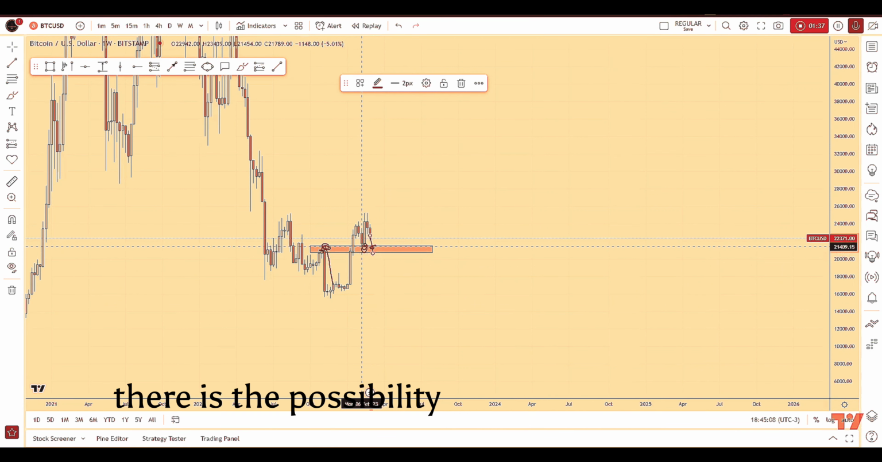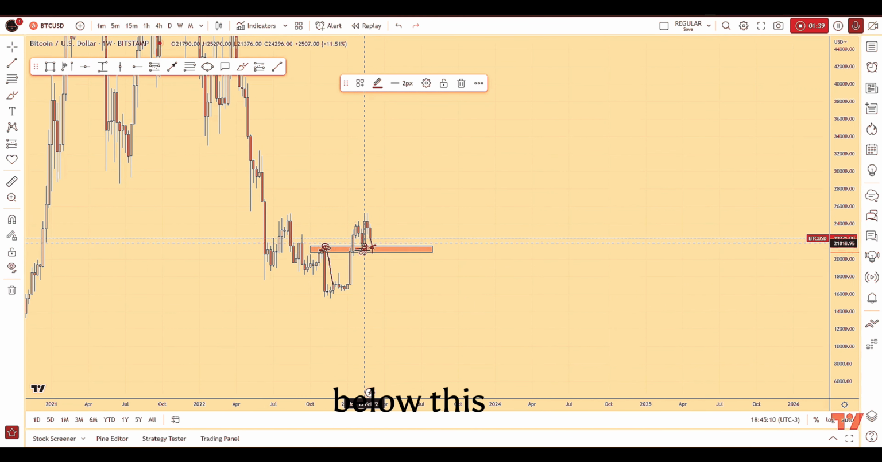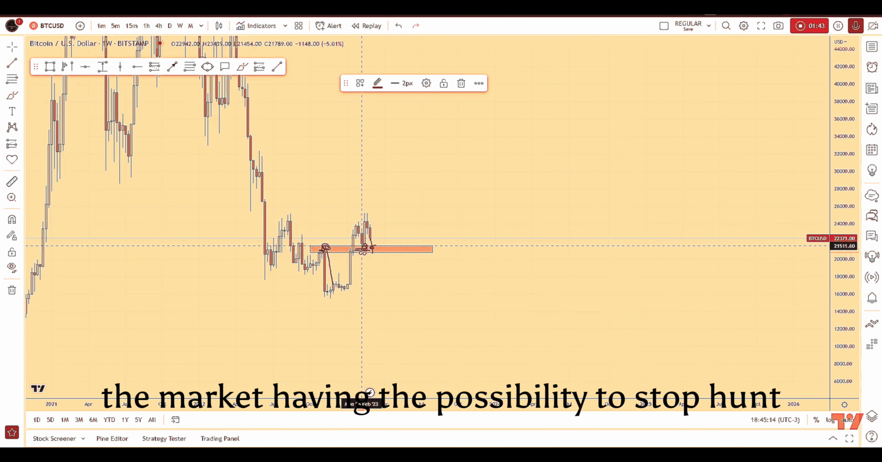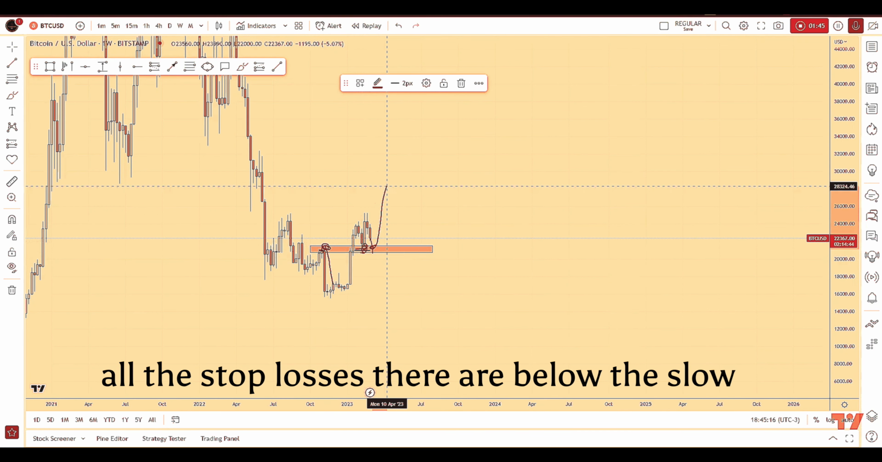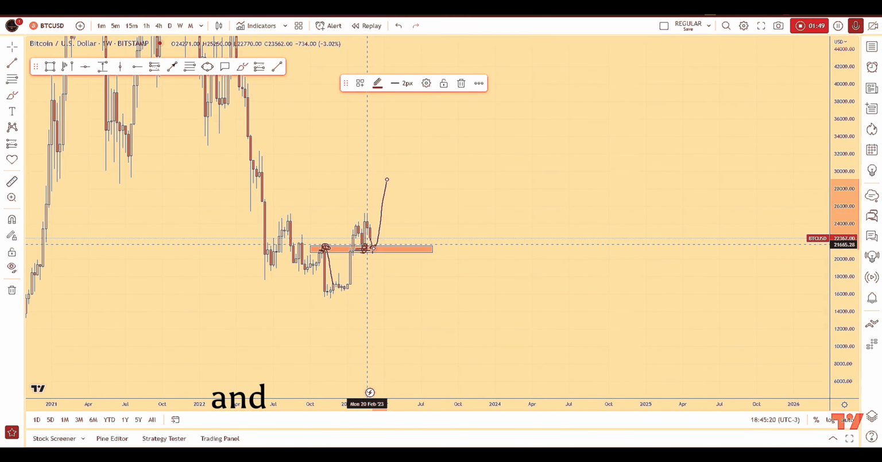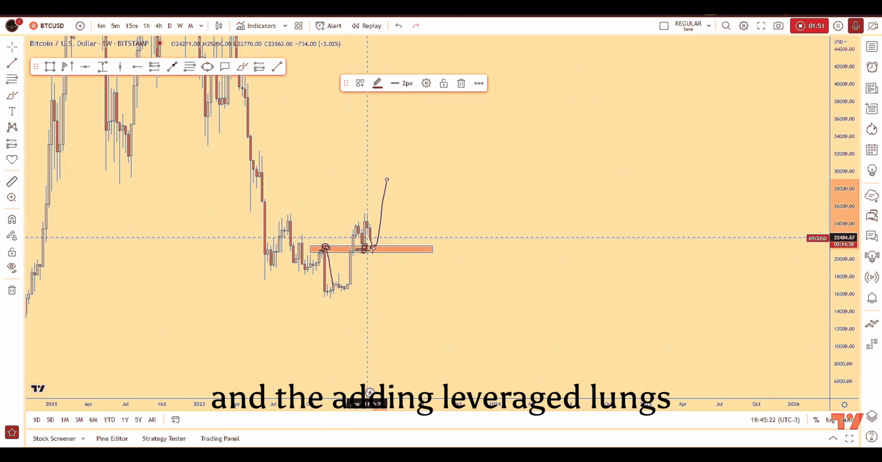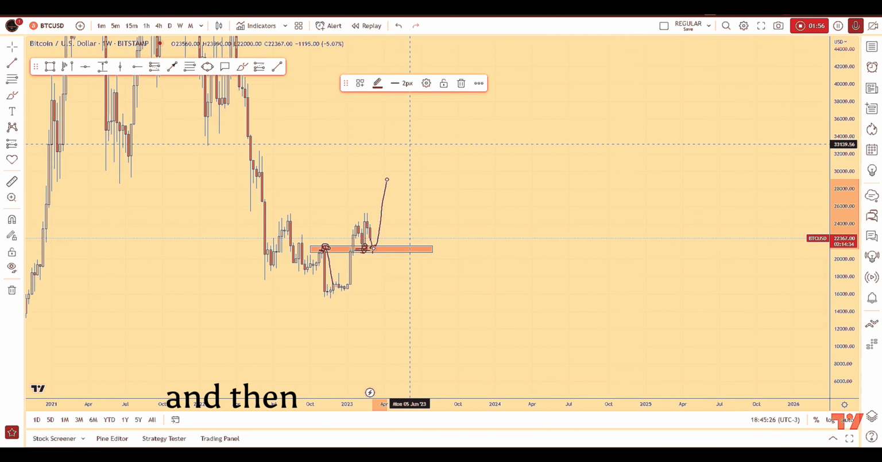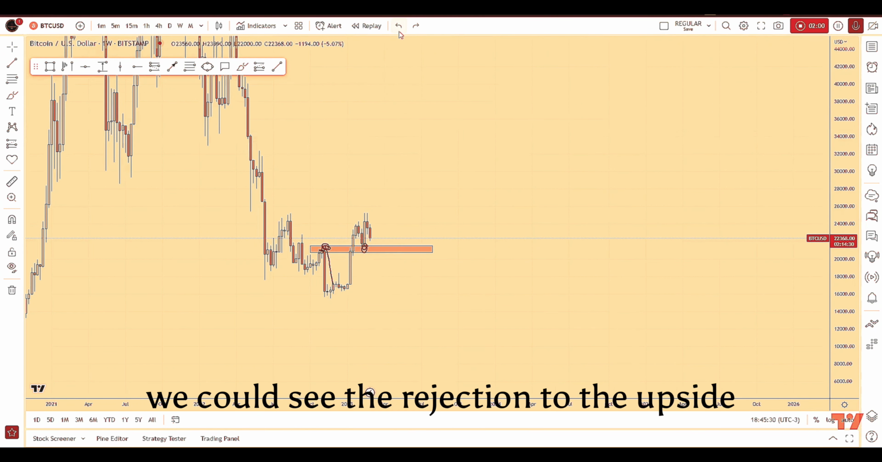So there is the possibility for a minor stop hunt below this low, for essentially the market having the possibility to stop hunt all the stop losses that are below this low of people that started FOMOing into this move to the upside and adding leveraged longs which had their stop losses below the low. And then after stopping out everyone, at that point we could see the rejection to the upside.